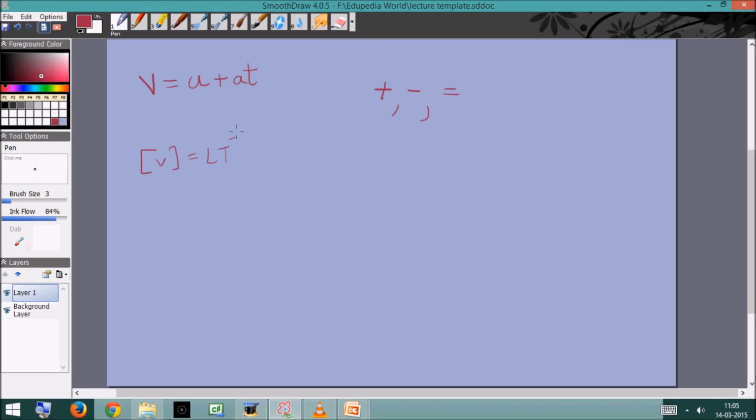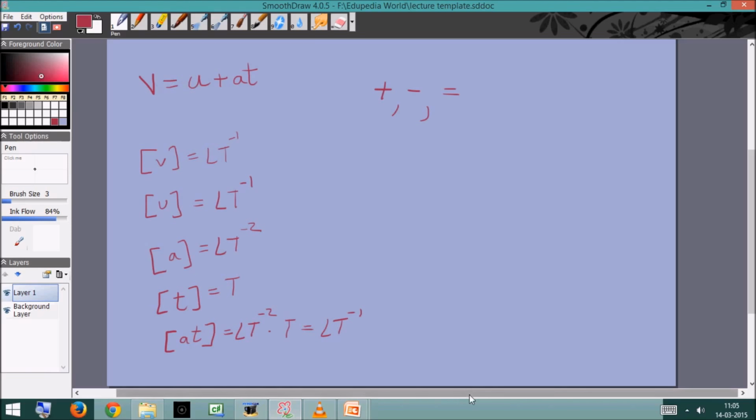So we know that the dimensional formula for V is LT minus 1. The dimensional formula of U is LT minus 1. V is the final velocity, U is the initial velocity, both of them are basically velocity. The dimensional formula of A is LT minus 2. The dimensional formula of T, time, is simply T. From that we see that the dimensional formula of AT is LT minus 2 times T, which is LT minus 1. So we see that the dimensional formula of V, U and AT are the same, which is LT minus 1 in all three.